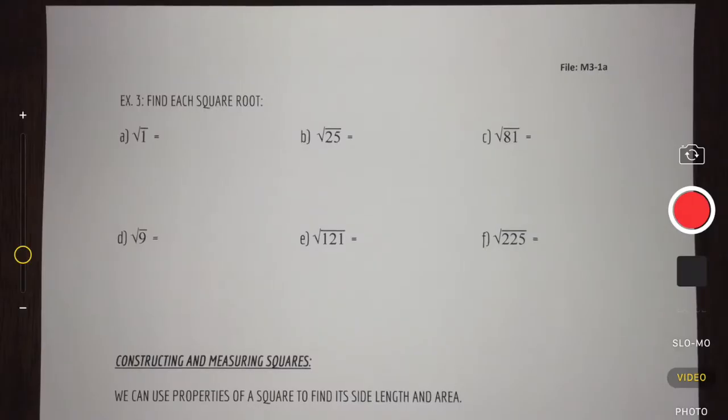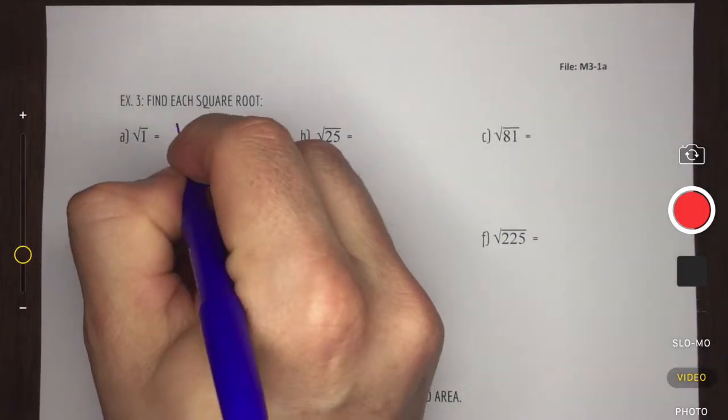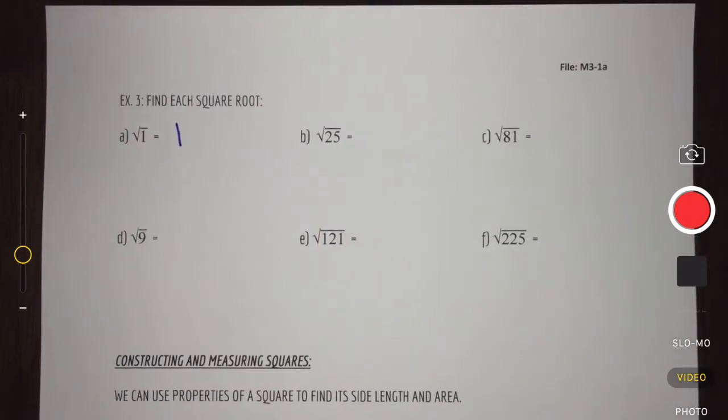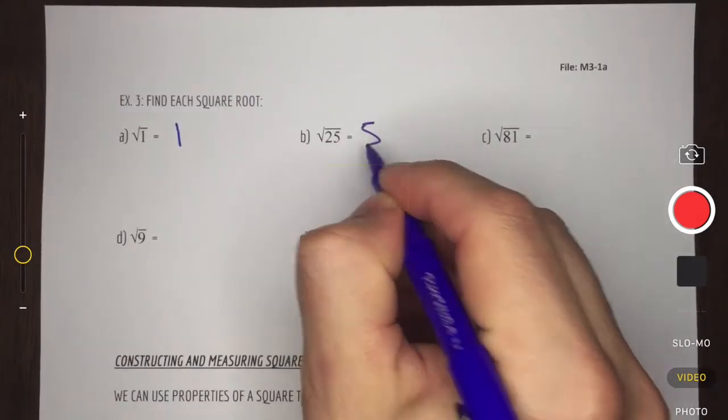So when determining square roots in example 3, we can think, what number can I multiply evenly into itself to give me the number that I'm looking for. So in the case of the square root of 1, what number multiplies by itself in order to give me that 1? Correct, it's a 1. Square root of 25, therefore, perfect, is 5.